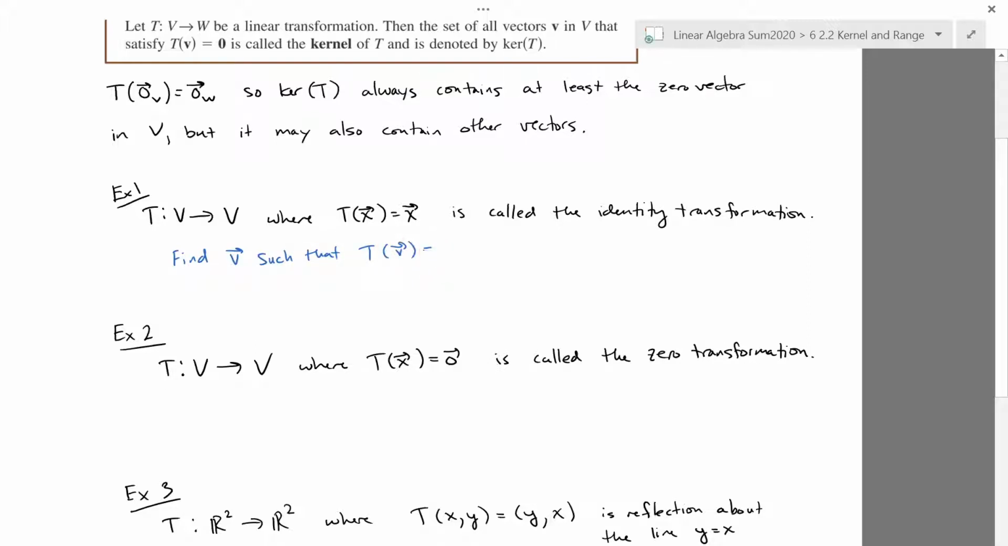v gets transformed to the zero vector. But transforming a vector for the identity transformation doesn't do anything, right? So the transform of v just gives you v, and so this says that v has to be the zero vector. So that's the only thing that gets transformed to the zero vector, and so the kernel here is just the zero vector.